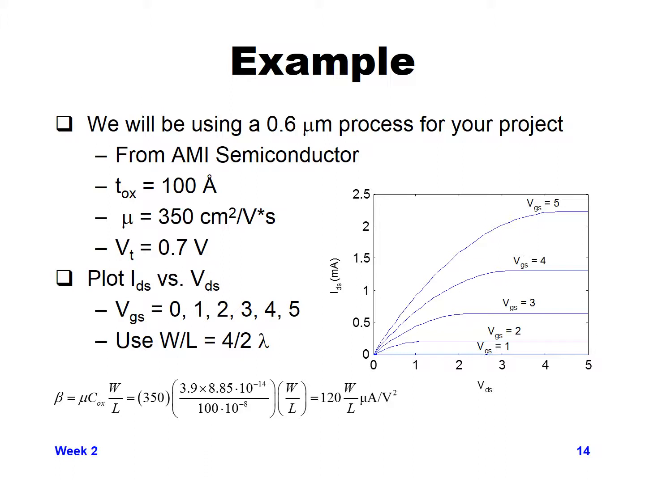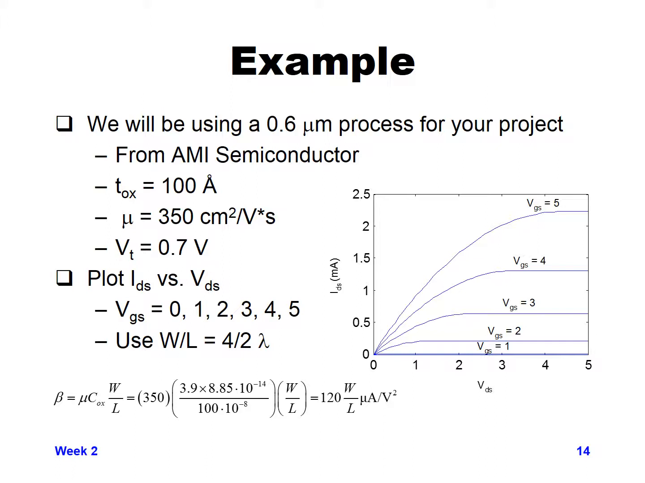When VGS is 2, VGS minus VT is going to be 1.3, so 2 minus 0.7. You can see there's a kind of linear increase in the current until you get close to a little bit over 1 volt, and then it starts flattening off. Then you get a flat current all the way from approximately 1.2 or 1.3 to 5 volts for your VDS value.